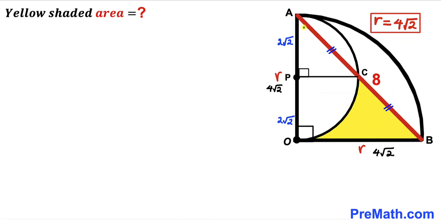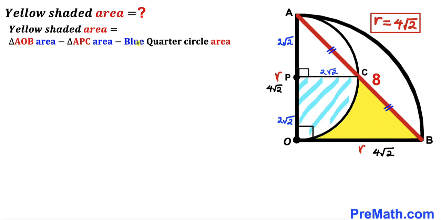And now let's make an observation. We can see that this triangle APC and this big triangle AOB are similar triangles. So therefore this angle has got to be 90 degrees. And now let's make an observation. We can see that this PC is the radius of this semicircle, and we know the radius is 2 times square root of 2. So therefore this PC length is going to be 2 times square root of 2. And as a result, we are ended up with another quarter circle, as you can see, whose radius is 2 times square root of 2.